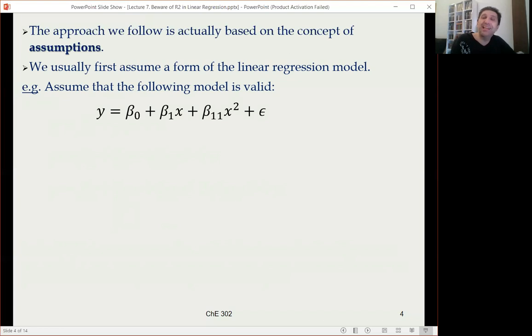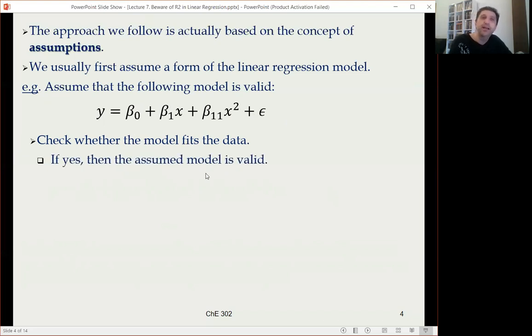The simplest one that seems feasible, or that seems possible for the data at hand. So you choose the simplest model. Let's say that this is the simplest model that seems to fit the data. You start with this model. Then, after you model your data, you check whether the model fits the data, and we're going to talk about how to make this check. If the model predictions or the model fit seem satisfactory with the experimental results, then we say the assumed model is valid.